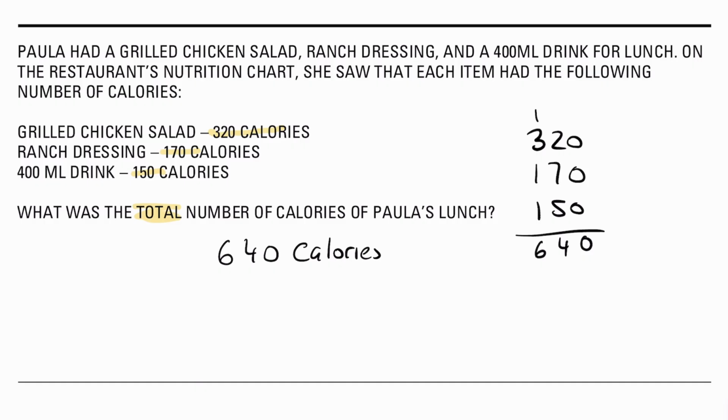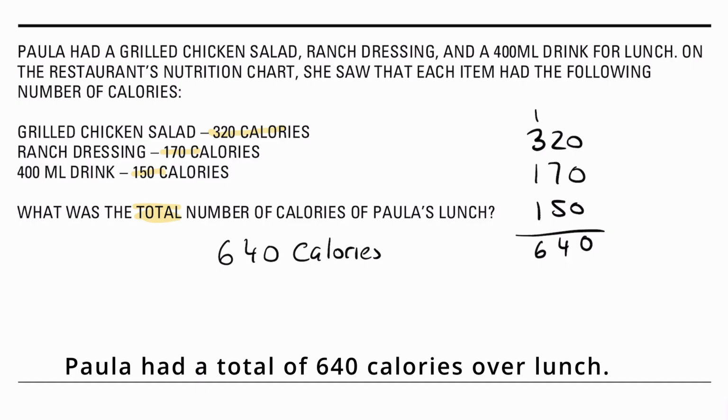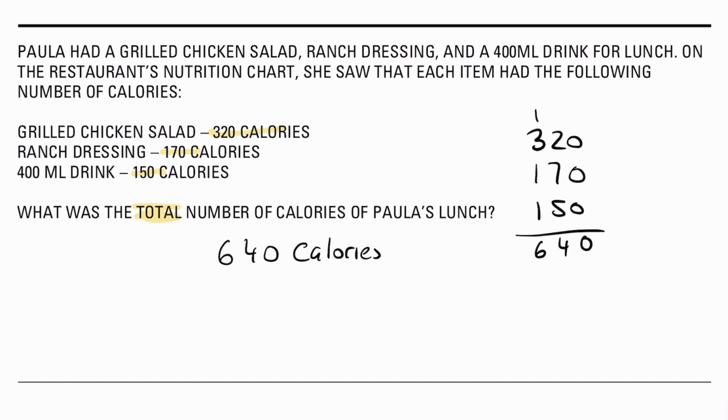For this one, I would give a worded answer, and I would say Paula ate 640 calories split between her grilled chicken salad with ranch dressing and her 400 ml drink for lunch. Something like that.